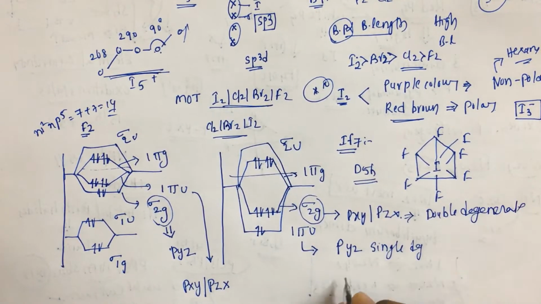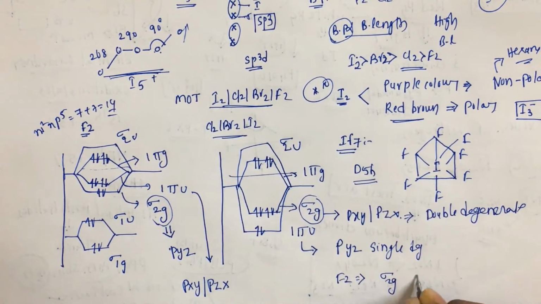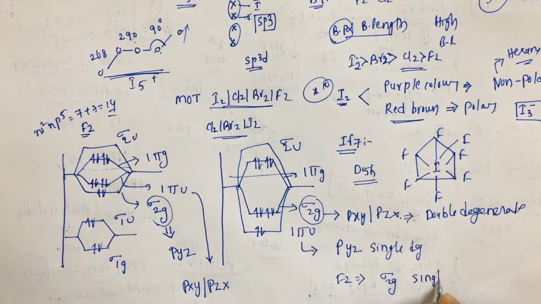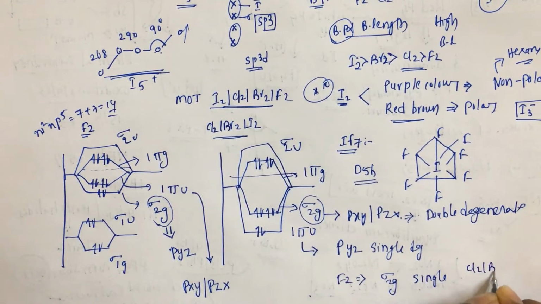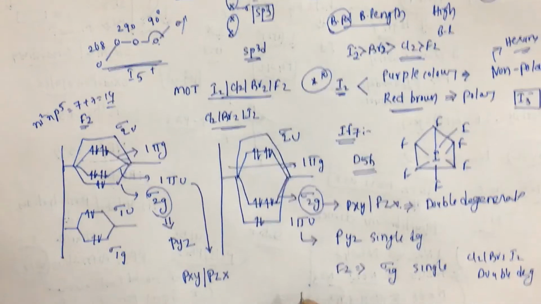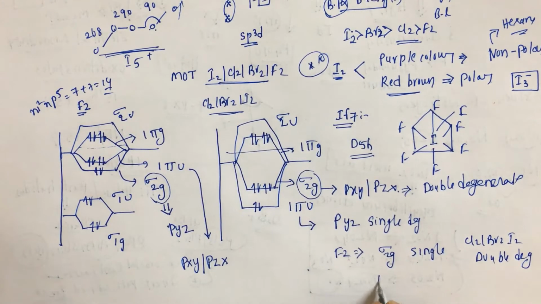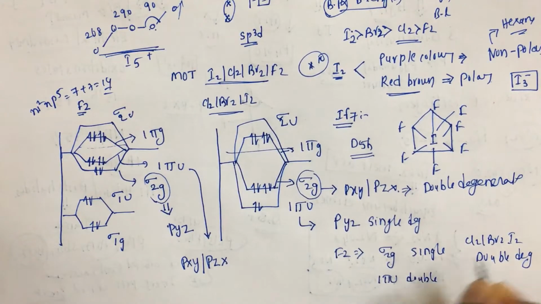So in the case of fluorine, sigma 2g is single degenerate, whereas in the case of chlorine, bromine and iodine, it is double degenerate. This is a point you need to remember. And in the case of fluorine, 1 pi u is double degenerate. In the case of other halogens, it is single degenerate.